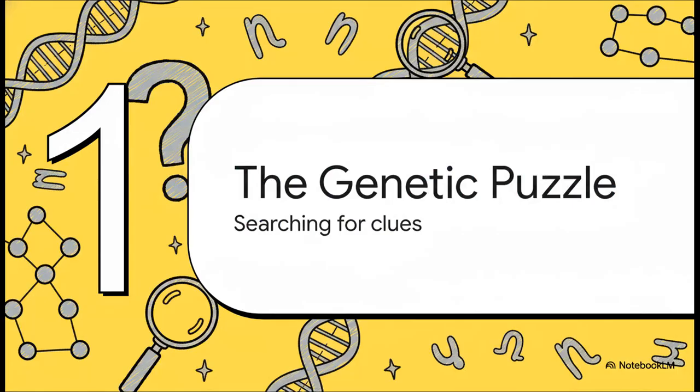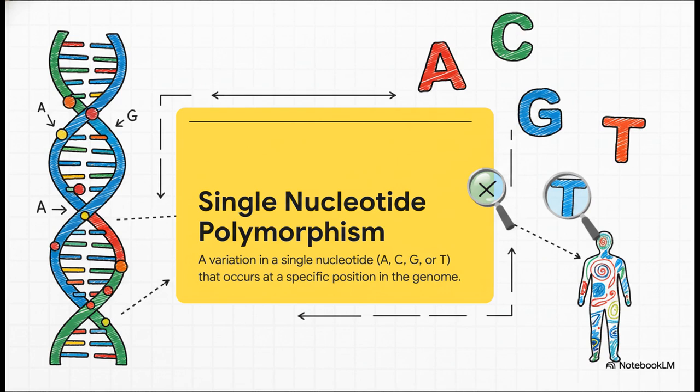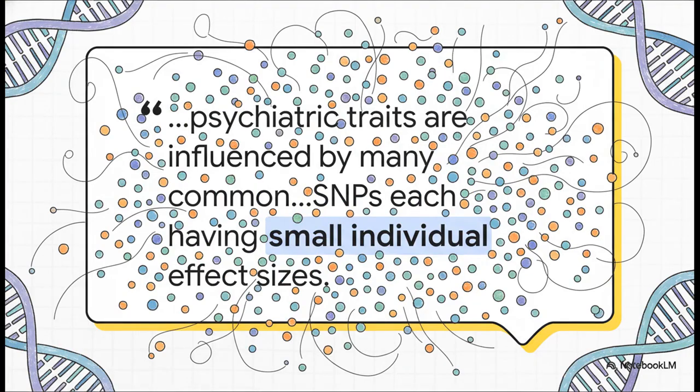Okay, so if they're detectives, what exactly are these clues? And how on earth do you even start looking for them across the absolutely vast landscape of the human genome? Well, the main clues they're looking for are called single nucleotide polymorphisms, or much easier, SNPs. The best way to think of them is just as single-letter typos in our genetic code. You know, where most people have a C, maybe you have a T. These tiny little variations are what make us all unique, and they are exactly what our genetic detectives are hunting for.